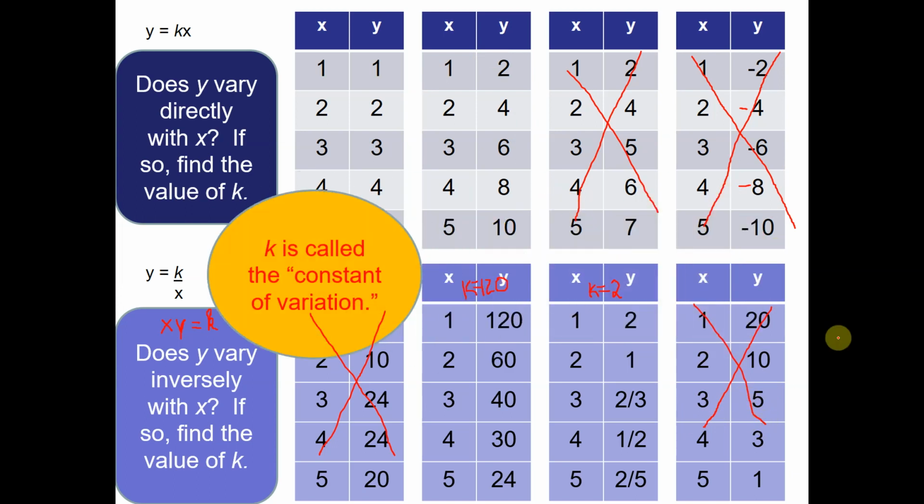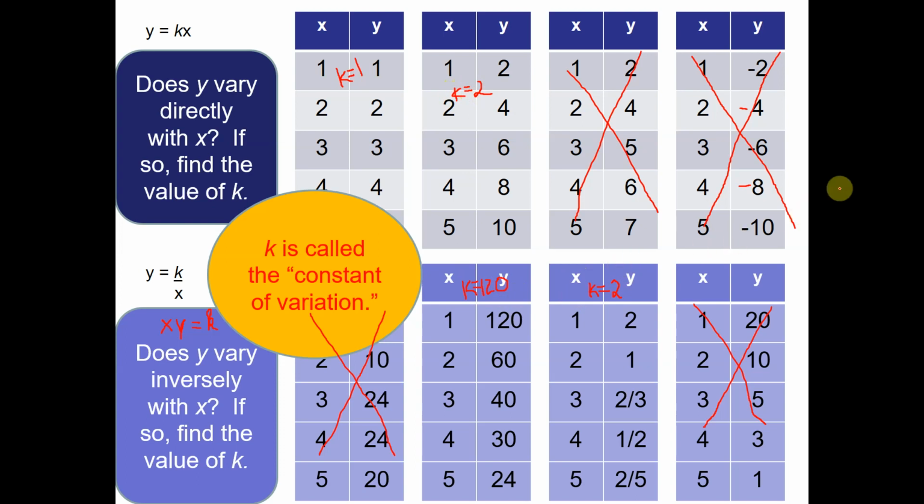K is called the constant of variation. So the constant of variation on these guys was 1, right? Because you just multiplied by 1, so k is 1, and the constant of variation then is 1. On this guy, you multiplied by 2 every time, so k, the constant of variation, equals 2. For the ones on the bottom, the constant of variation would be 120, and again 2.